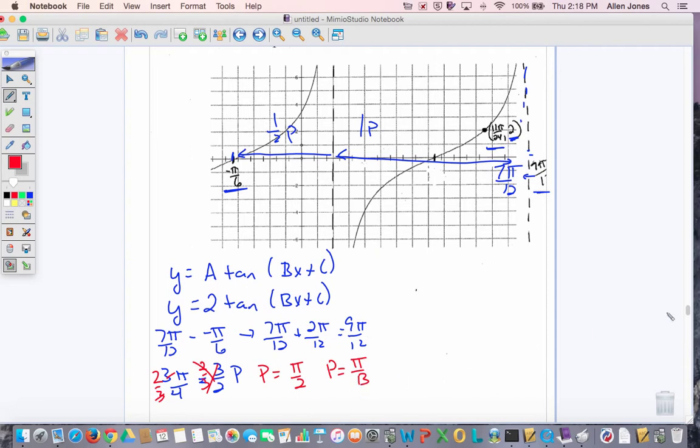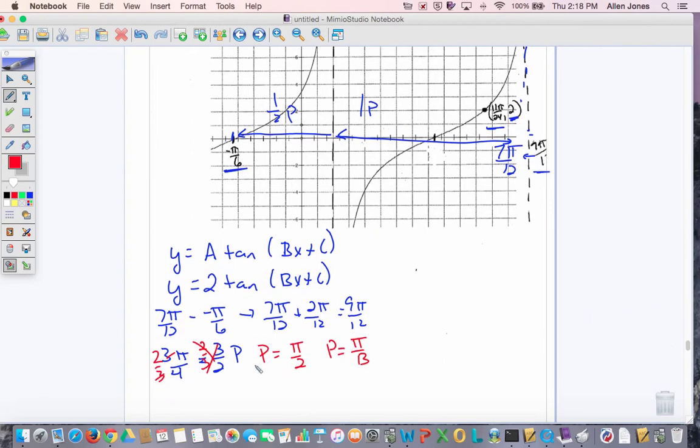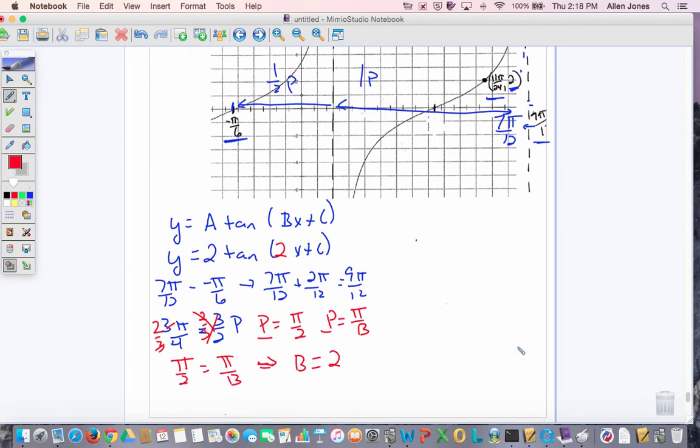Now keep in mind, the period length for tangent and cotangent is pi divided by b, not 2 pi divided by b. So each of those are now equal to a period length, so they're equal to each other by substitution. Pi over 2 equals pi over b. Again, we can cross multiply, or in this case, because pi equals pi, 2 equals b. We found our b value to be 2. I want to plug that in up here, and we're 2/3 of the way done. Y equals 2 times the tangent of 2x plus c.